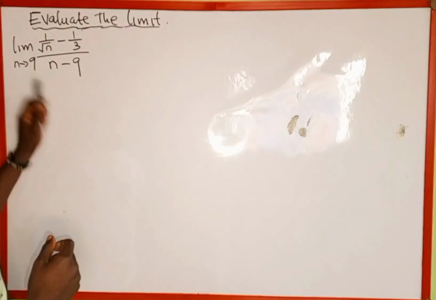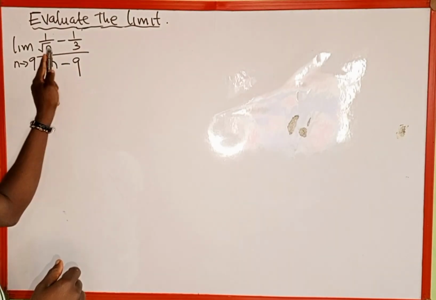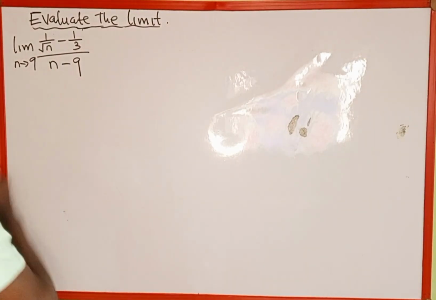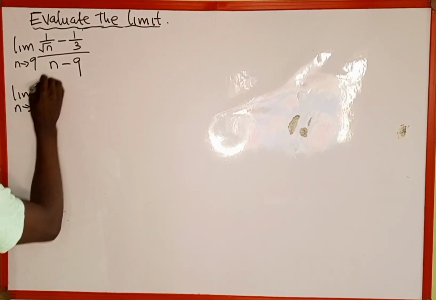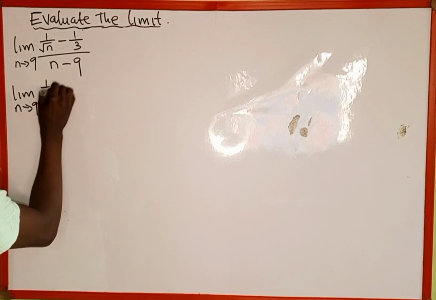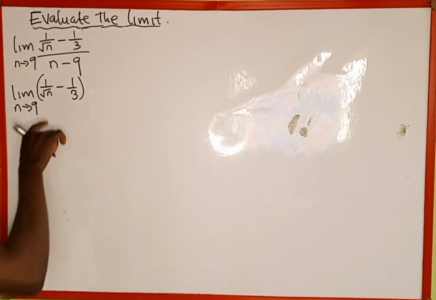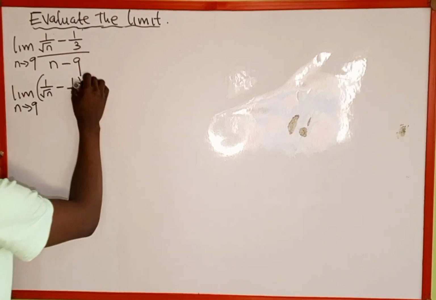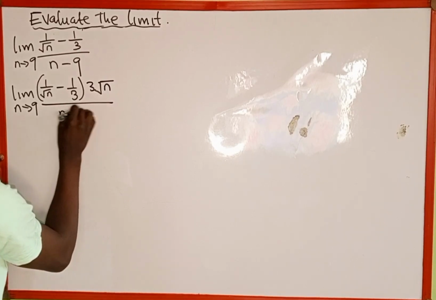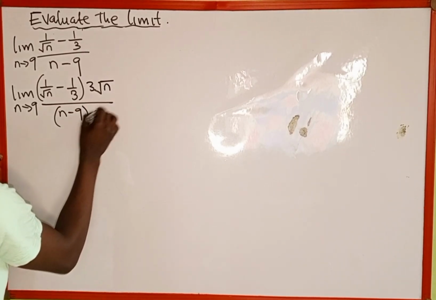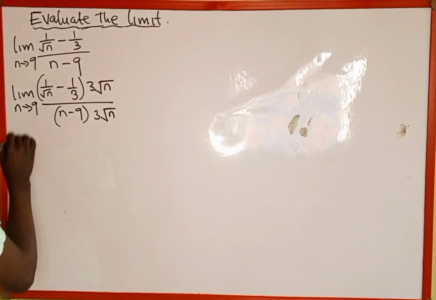So what we are going to do is to multiply both the numerator and the denominator by the LCM of 3 and root n. So this is going to be what? We have limit as n approaches 9, 1 all over root n minus 1 all over 3, then multiply by the LCM. And the LCM of root n and 3 is the same as what? 3 root n. Then everything all over n minus 9, then also multiply by the LCM, which is 3 root n. Now, the next thing we're going to do is to simplify.